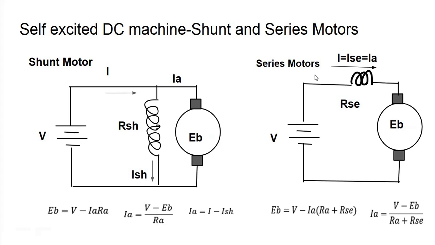For series motors, this is the equivalent circuit. Here, the series field winding is connected in series with the armature winding. Now we can write the back EMF equation here. Since IA, the series field current, and the supply current are all the same because they are connected in series, EB will be equal to V minus IA into (RA plus RSE), where RA is the resistance of the armature winding and RSE is the resistance of the series field winding. Now we can write IA equal to (V minus EB) by (RA plus RSE). So these are all the equations which govern the shunt motor and the series motor.